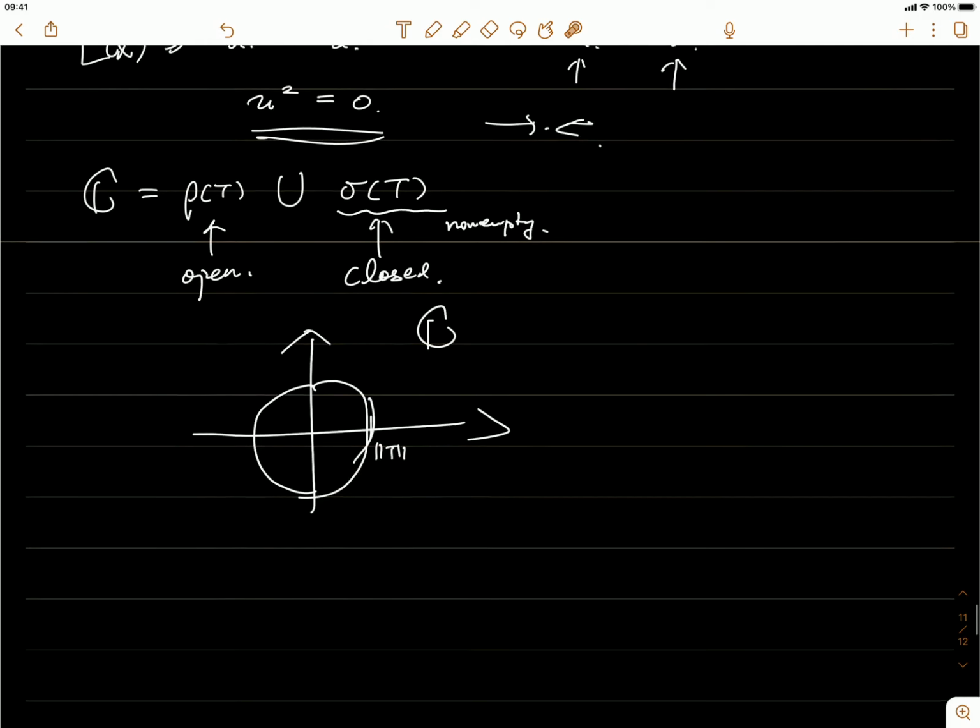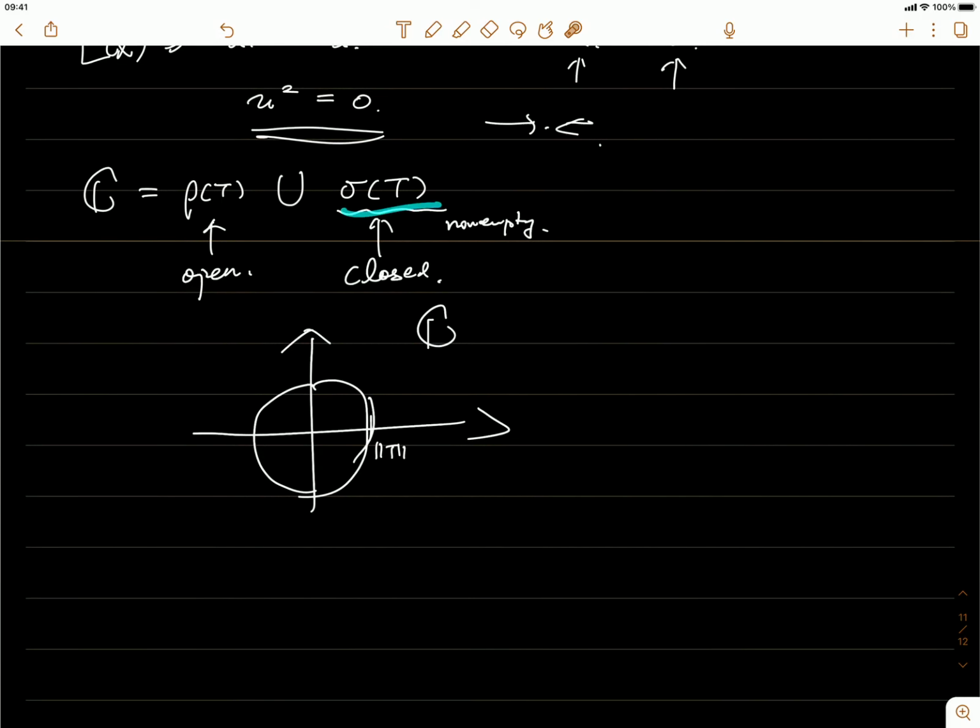Okay, so that's what we have shown so far. So it's non-empty, closed, and bounded. And because it's closed and bounded, we know that it's compact, since we're considering the complex set here. So this is a compact set, a non-empty compact set. That's what we know.